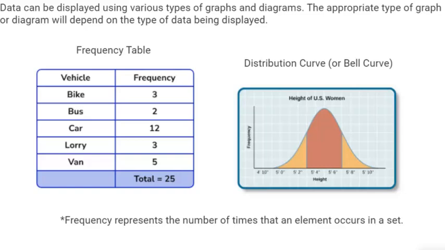And finally, we have a frequency table and a bell curve or a distribution curve. In both of these figures, the frequency represents how many times a specific item showed up in your data. So here we can see there were 12 cars, 2 buses, 3 bikes. And in our bell curve, we can see that the heights with the highest frequencies were in this region here. So the most common height was somewhere around 5'5".